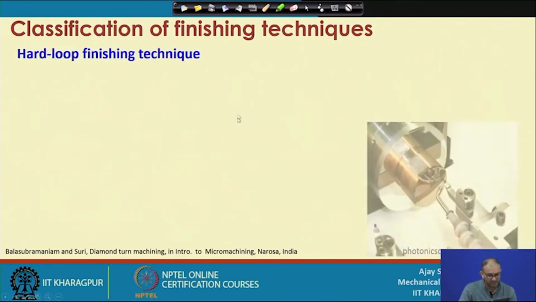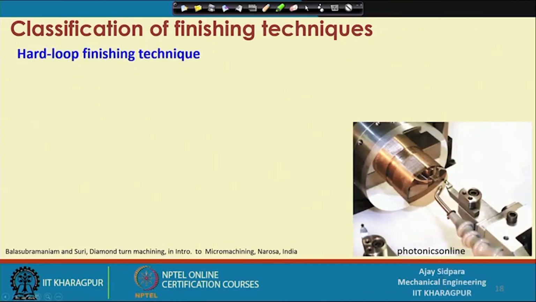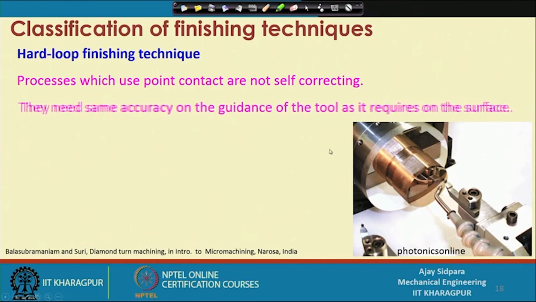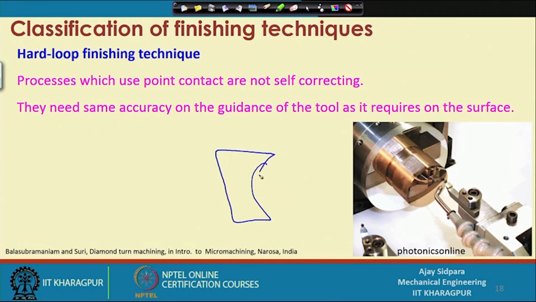So, what is hard lap polishing? Diamond turning is a hard lap process, because we are using a single point cutting tool. Only one point of the workpiece comes into contact with the cutting tool. Processes which use a single point are not self-correcting. If you give more time, nothing is going to happen, because material is removed from a single location only, not multiple locations. So, they need the same accuracy in the guidance of the tool as is required on the surface. Suppose you require a concave shape; your tool should also move in a concave shape, and it has to move like this every time, then only can it generate this particular surface.